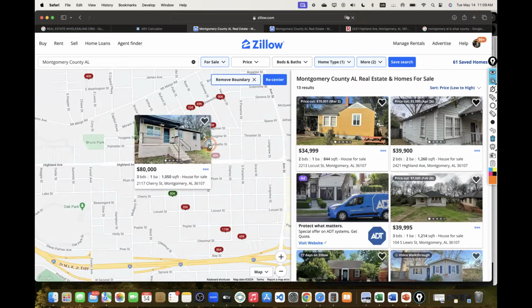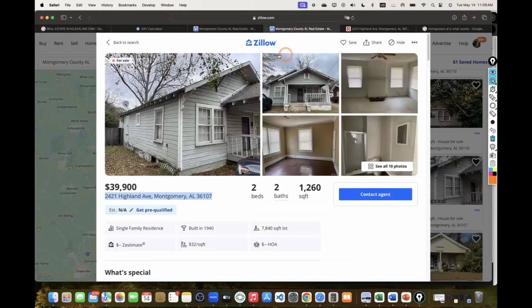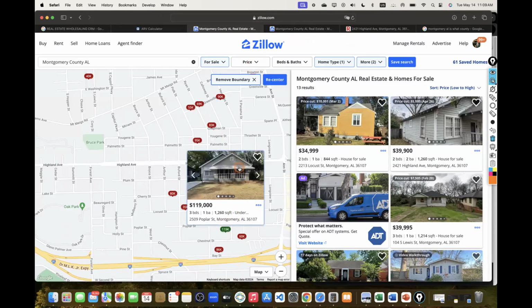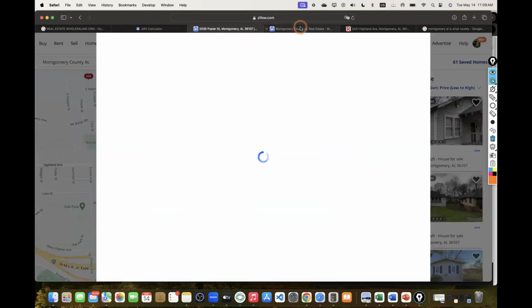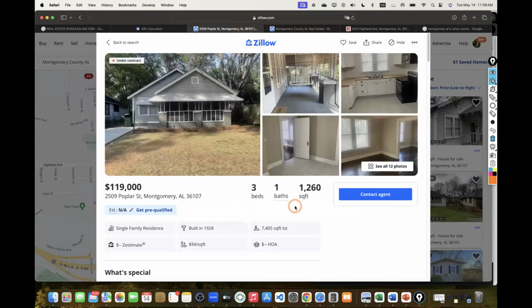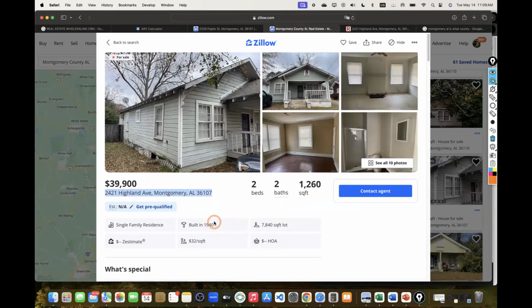Let's see here. 1,000 square feet. I'm just gonna go look through the pictures. Oh, okay. That's really good. $80,000. How much do I need? 140? 142. Okay. So I'm just gonna look. I'm looking for anything over $100,000. 1,260. Oh, under contract? 1,260 is the square footage. 1928. 1940. Man, this thing is pushing it.